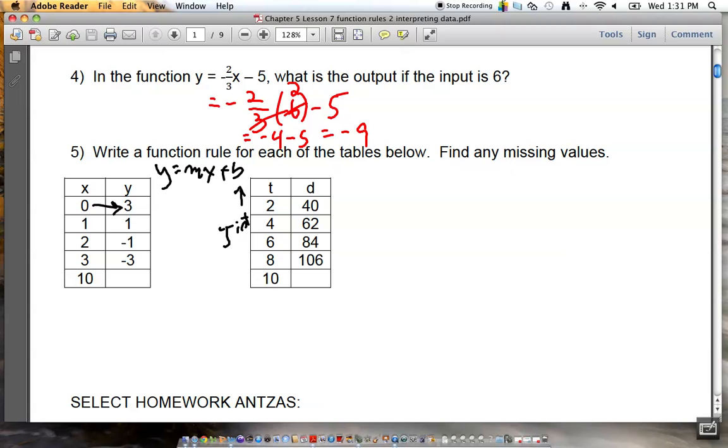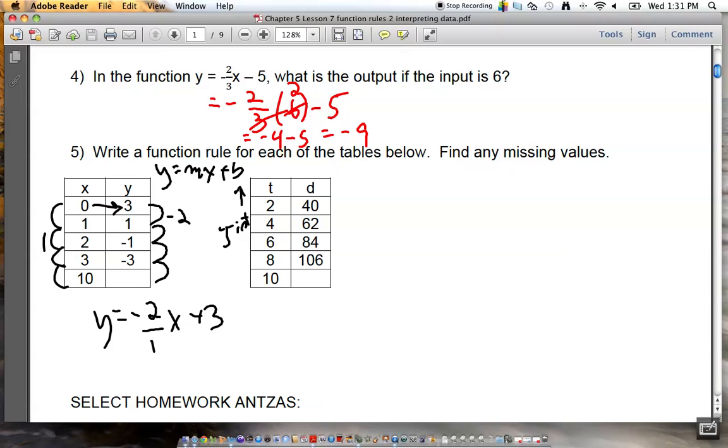Okay, next. Is this going up or down? Figure that out first. Down. What sign do you think we use to indicate down? Negative, good. What's it going down by? Negative 2, good. What's this one going by? 1. So this would be y equals negative 2 over 1, or just negative 2, x plus 3.